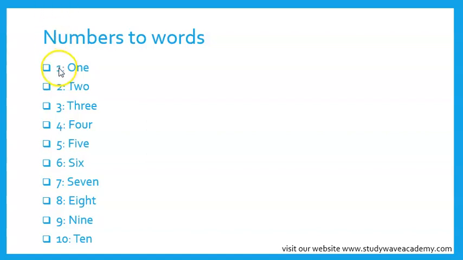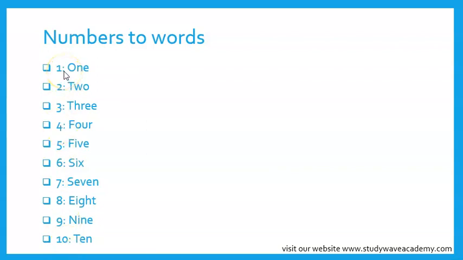So we have number 1, number 2, number 3, number 4, number 5, number 6, number 7, number 8, number 9, number 10. Should we say it together? Number 1, number 2, number 3, number 4, number 5, number 6, number 7, number 8, number 9, number 10. Now let's look at those numbers in words, okay?